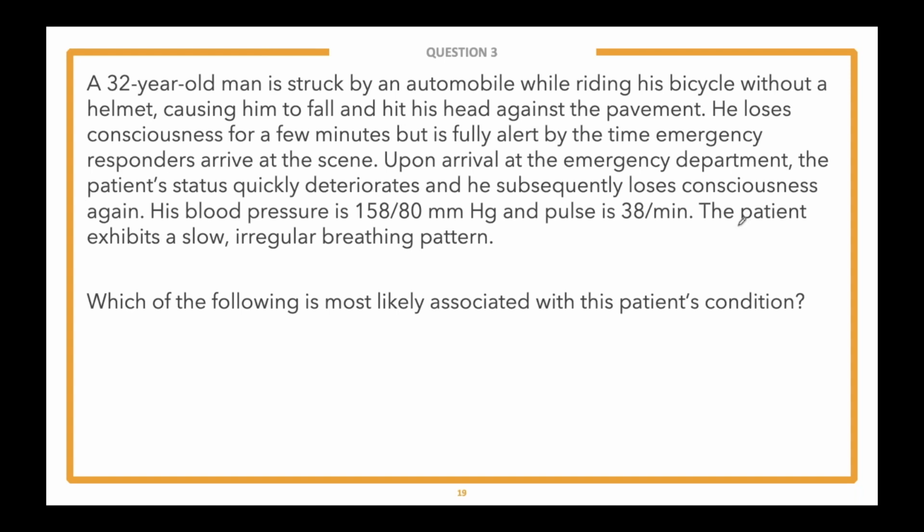The pressure's on, everybody. Let's start off with the lead-in again for question 3. Which of the following is most likely associated with this patient's condition? So that's a question that they are asking. So let us read the vignette.